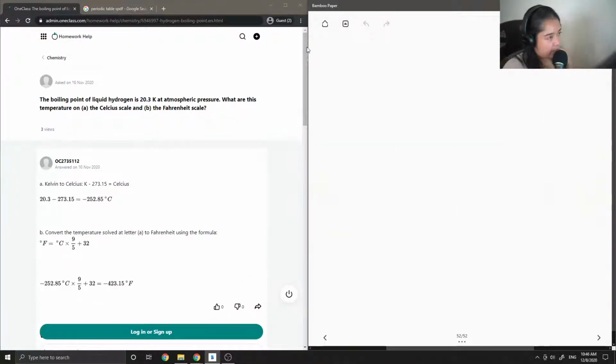Okay, so question 7. The boiling point of liquid hydrogen is 20.3 Kelvin at atmospheric pressure. What is this temperature on the Celsius scale and the Fahrenheit scale?